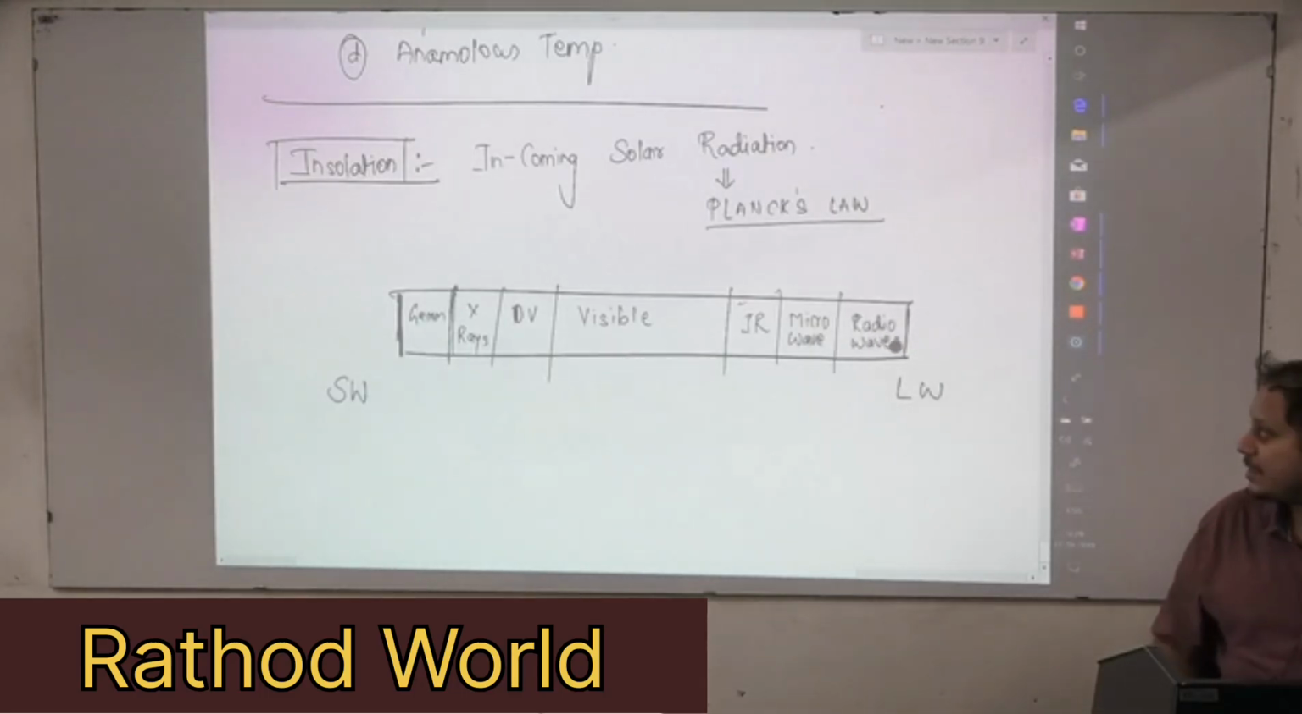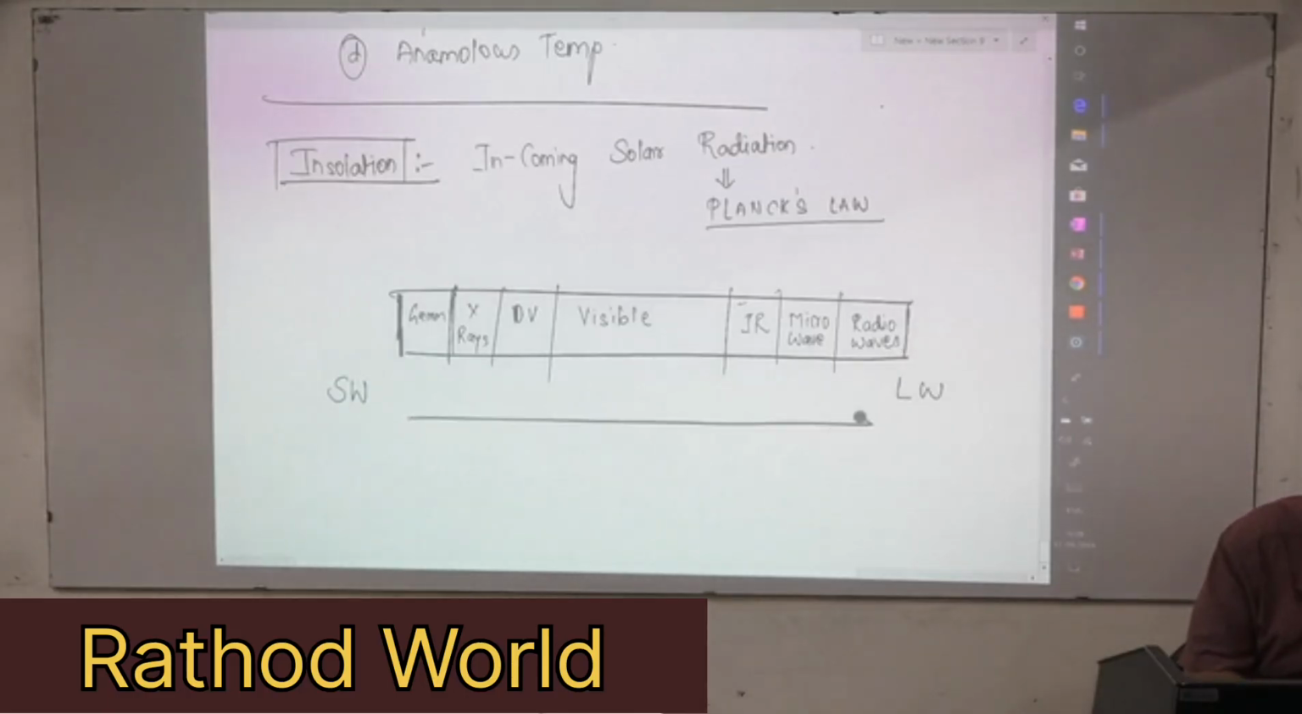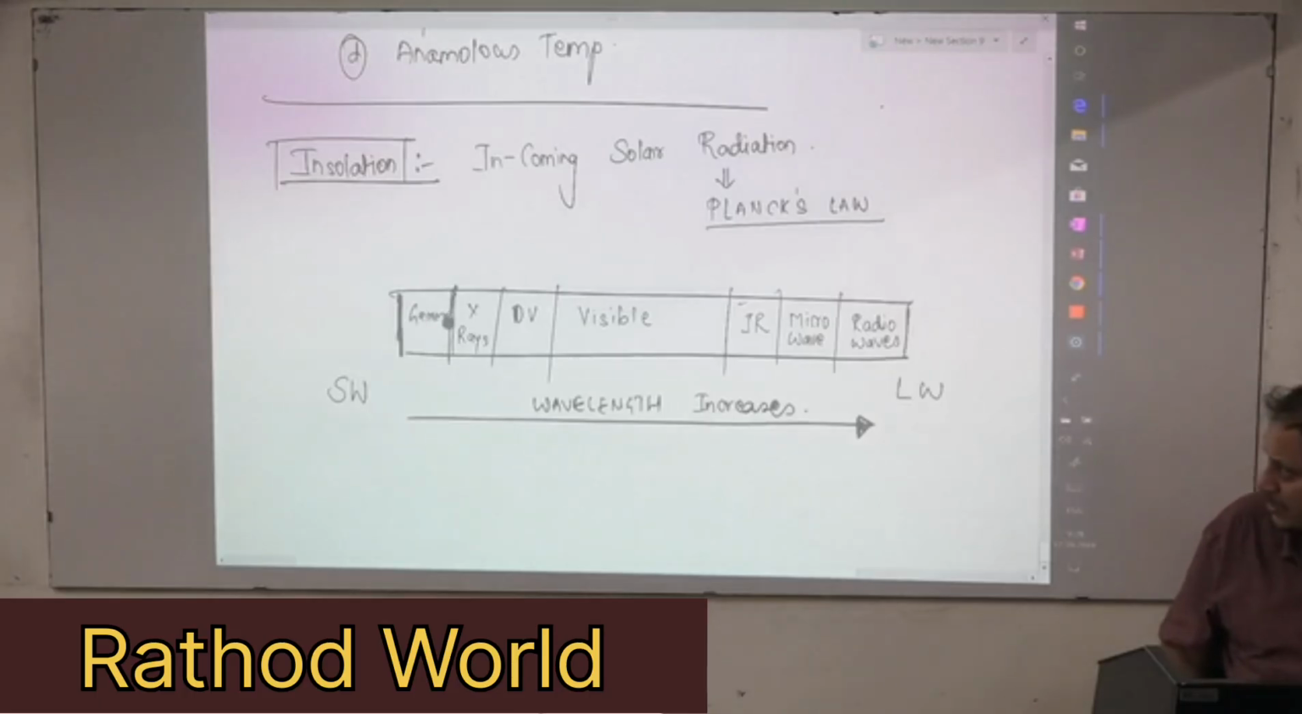So any light which comes from the sun is basically from this, and as you go from this to this in the spectrum, the wavelength increases. Right? So gamma rays have the smallest wavelength, after that X-rays, after that UV rays, after that visible light.